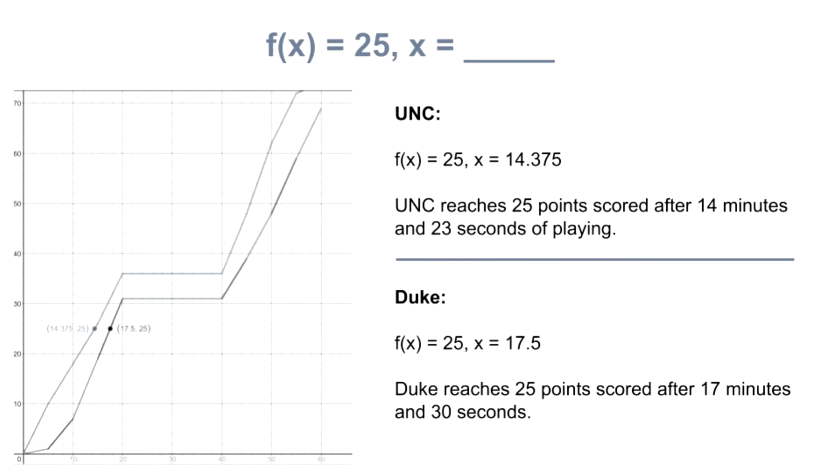For UNC, when y is equal to 25, x is equal to 14.375. This means that UNC reached 25 points scored after 14 minutes and 23 seconds of playing. For Duke, when y is equal to 25, x is equal to 17.5. This means that Duke reached 25 points scored after 17 minutes and 13 seconds.